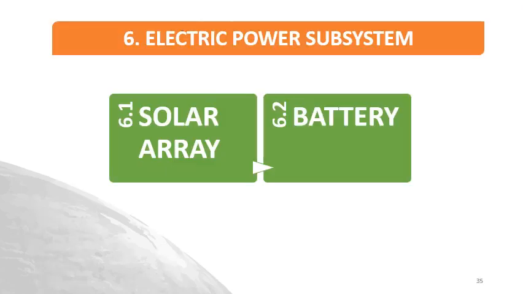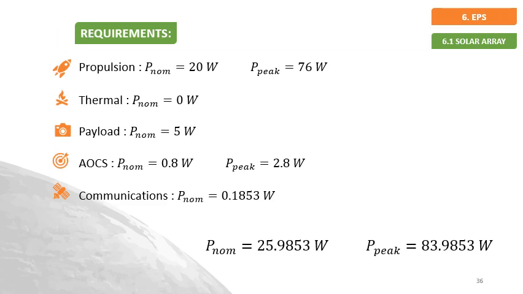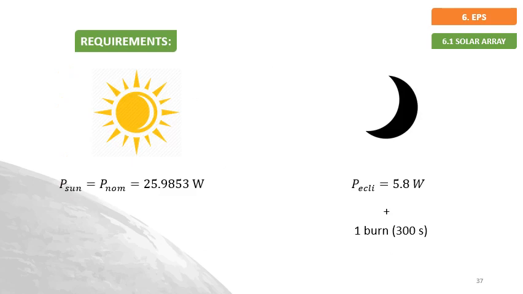The electric power subsystem will be solar-based, therefore both solar arrays and batteries will have to be sized. The sizing has to be done with the requirements for each of the subsystems. We have a total amount of 26 watts as nominal requirement for power and a peak power of 84 watts. The solar arrays obtain power while in sun, and they have to store enough energy for the eclipse.